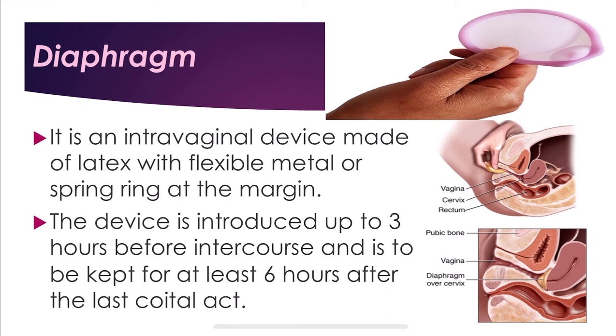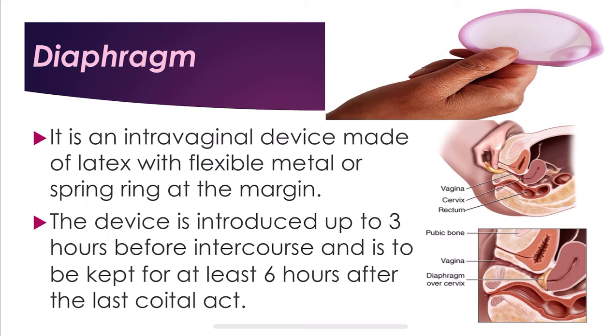So guys, what is the diaphragm? It is an intravaginal device. It is made up of latex. It has a flexible metal ring or a spring ring which is at the margin. First thing you have to do, introduce it 3 hours before intercourse, and it has to be kept for 6 hours after the last coital act.